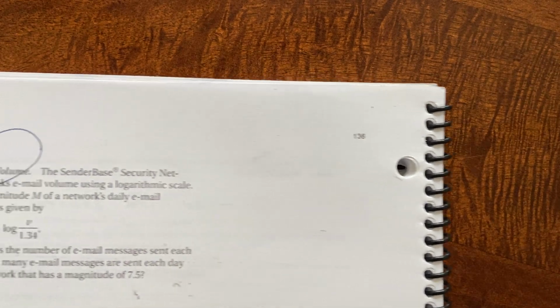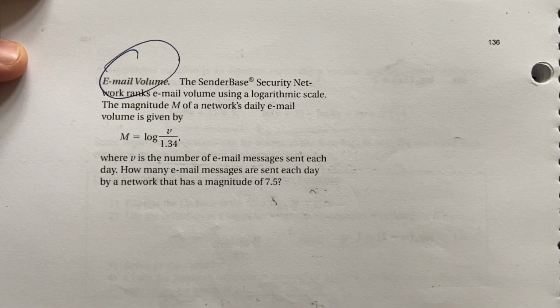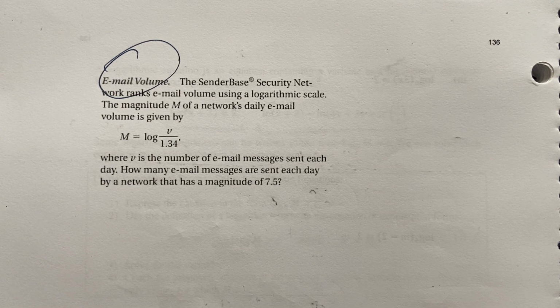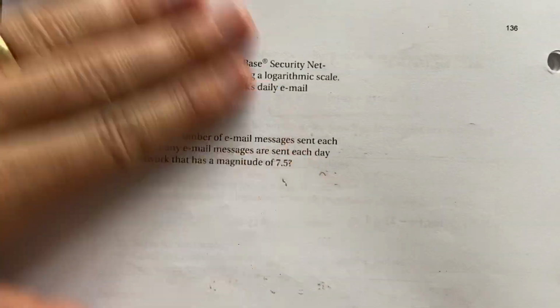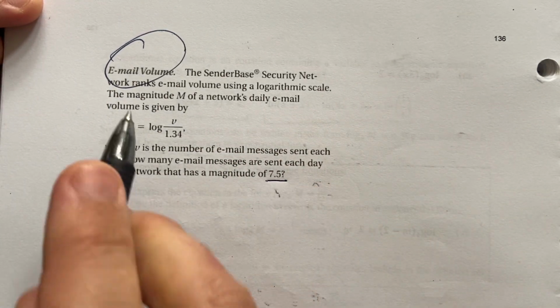Okay, let's try one more. So email volume, it says the sender-based security network ranks email volume using a logarithmic scale. The magnitude m of a network's daily email volume is given by this equation, m equals log, and this must be a log base 10, of v over 1.34, where v is the number of email messages sent each day. How many email messages are sent each day by a network that has a magnitude of 7.5? So this 7.5 is what goes in for m.